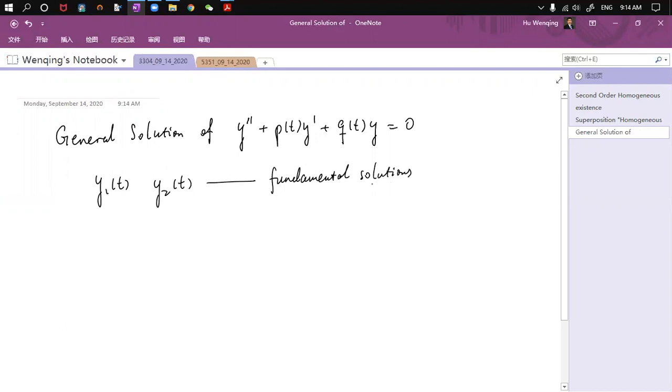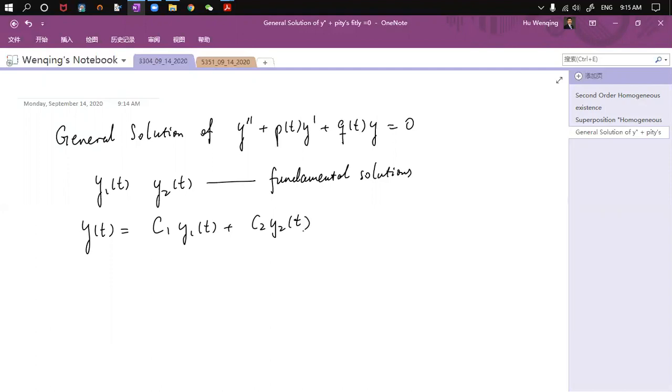As long as you build the fundamental solutions, you can say that your solution y(t) is c1 y1 of t plus c2 y2 of t. This is just a linear combination of these two fundamental solutions. As long as you have these two fundamental solutions, the key point is that you then look for a specific solution.